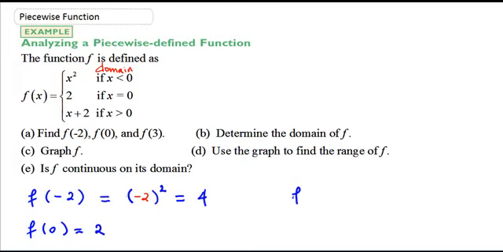Let's look at f of 3. So we'll go back here once again and ask ourselves, when x equals 3, does 3 belong inside this domain? The answer is no, because 3 is not less than 0, 3 is greater than 0. So that means we have to use the last domain, which uses this equation here to evaluate. So I substitute the 3 for x, then plus 2, so we have 5. So that is part A.